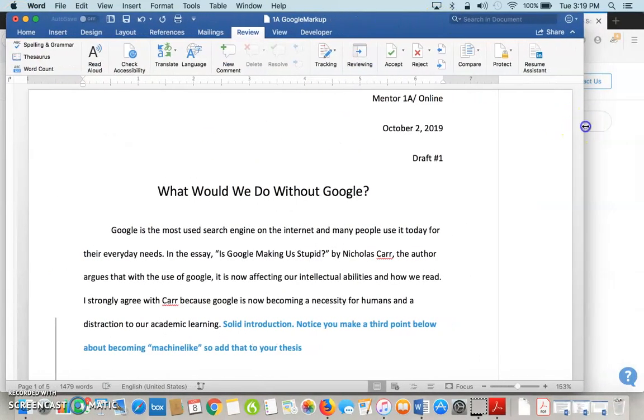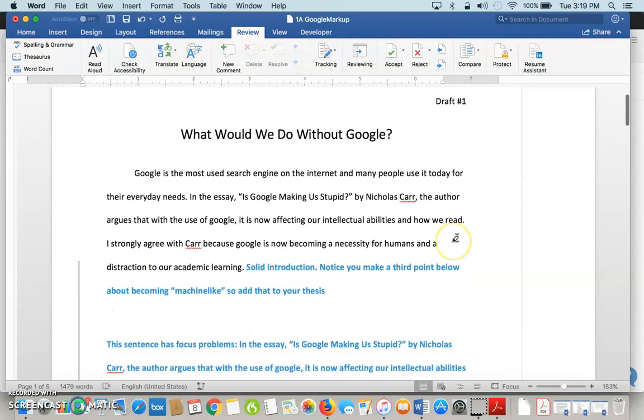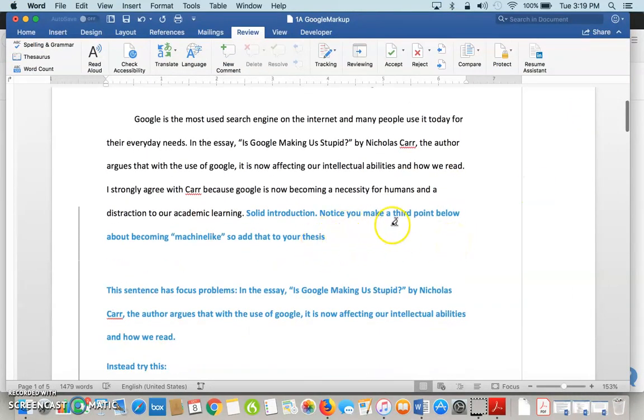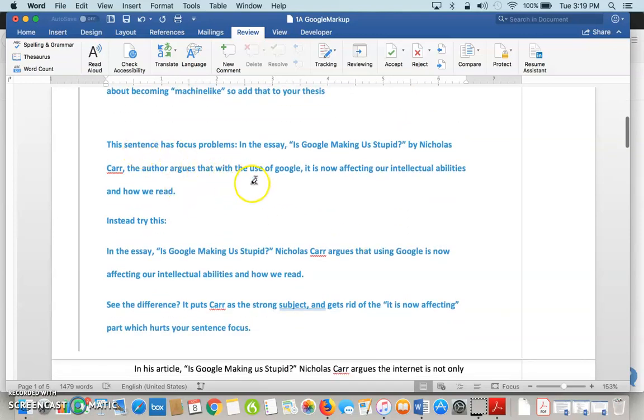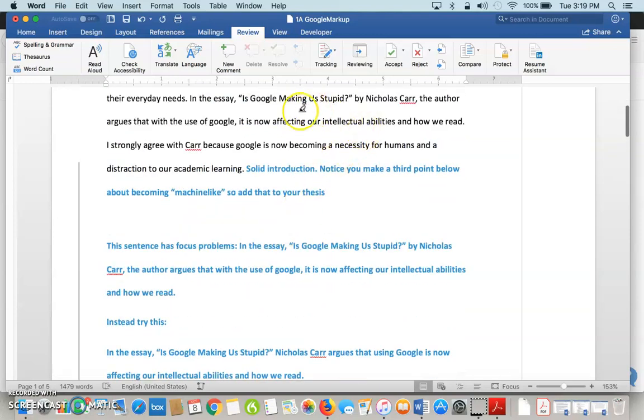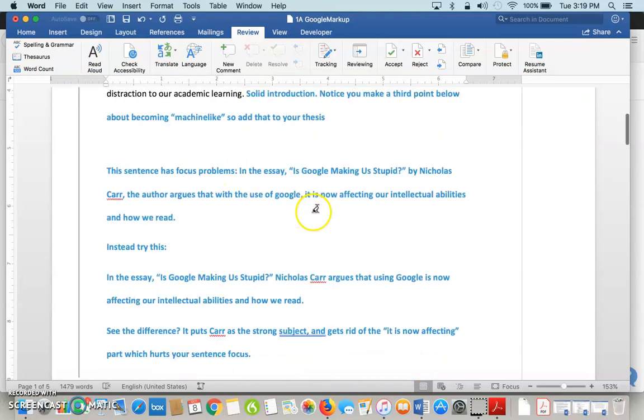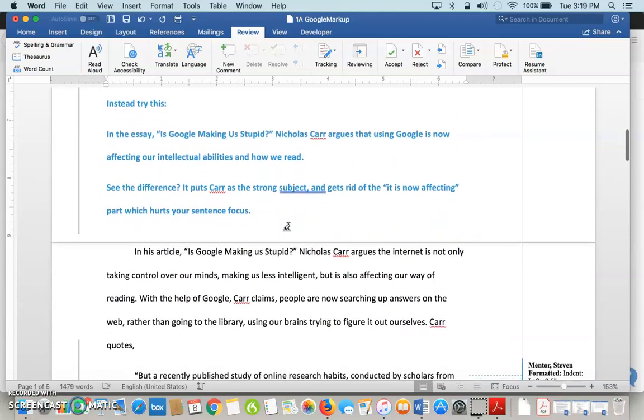So here's how I mark it up, and again, we'll go through it. Here I say, notice that you made a third point below about machine-like, so add that to your thesis. So this is what I would want the student to do. Now, this sentence has focus problems. So sometimes I'll take a sentence. In the essay, Is Google Making Us Stupid? The author argues that with the use of Google, it is now affecting. So when I take a look at this, that's a problem for me. So I say, instead of that, try this.